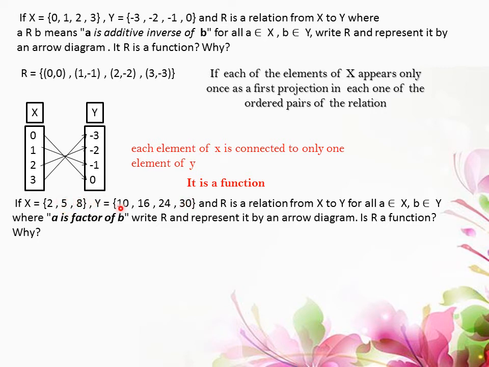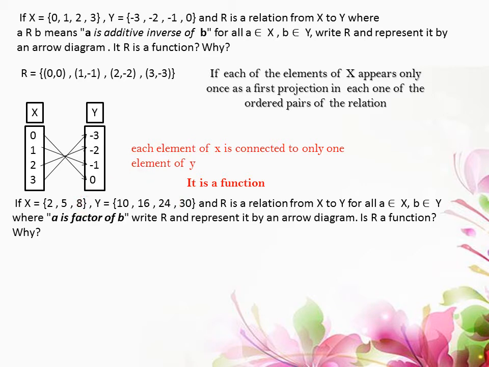The element 5: 10 is 2 times 5, so 5 is a factor of 10. For 16 and 24, 5 is not a factor of them, but 30 is 5 times 6, so 5 is a factor of 30. 8 with 10, not a factor. 8 with 16, 8 times 2, so 8 is a factor of 16. 8 is a factor of 24 because 8 times 3 equals 24. Finally, 8 is not a factor of 30.